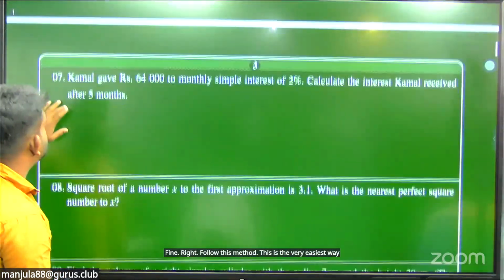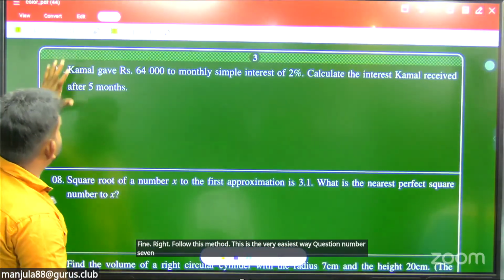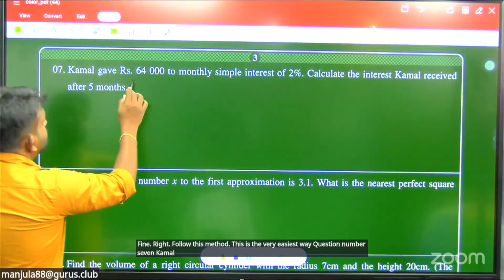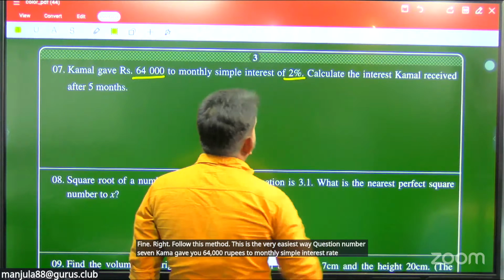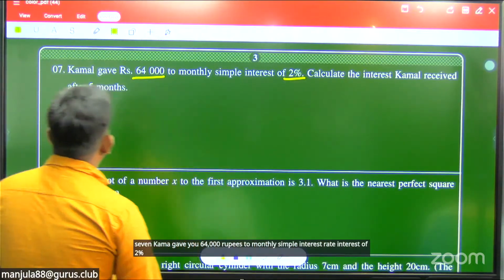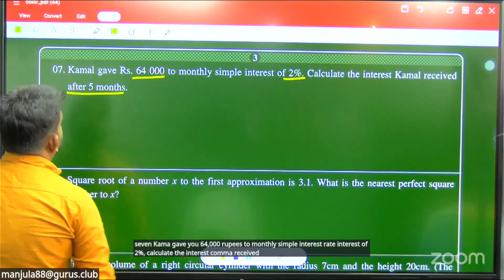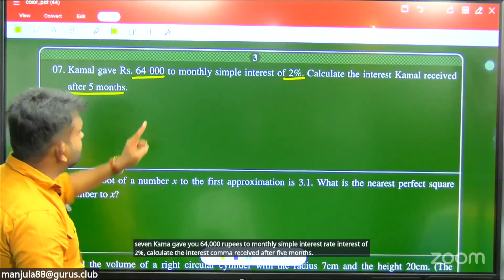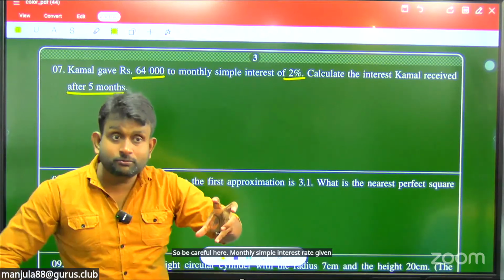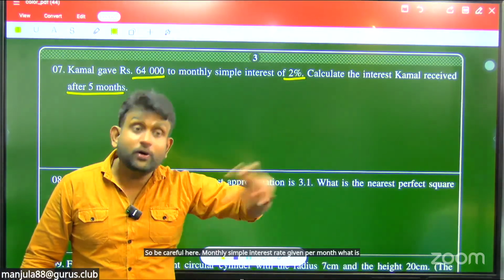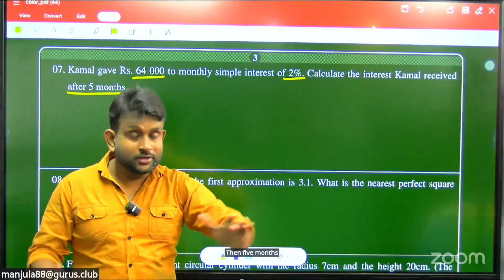Right. Question number 7. Kamal gave 64,000 rupees at a monthly simple interest of 2%. Calculate the interest Kamal received after 5 months. So be careful here. Monthly simple interest rate is given. Per month, what is the interest charge? Then for 5 months, what is the interest? So what is the easiest way?